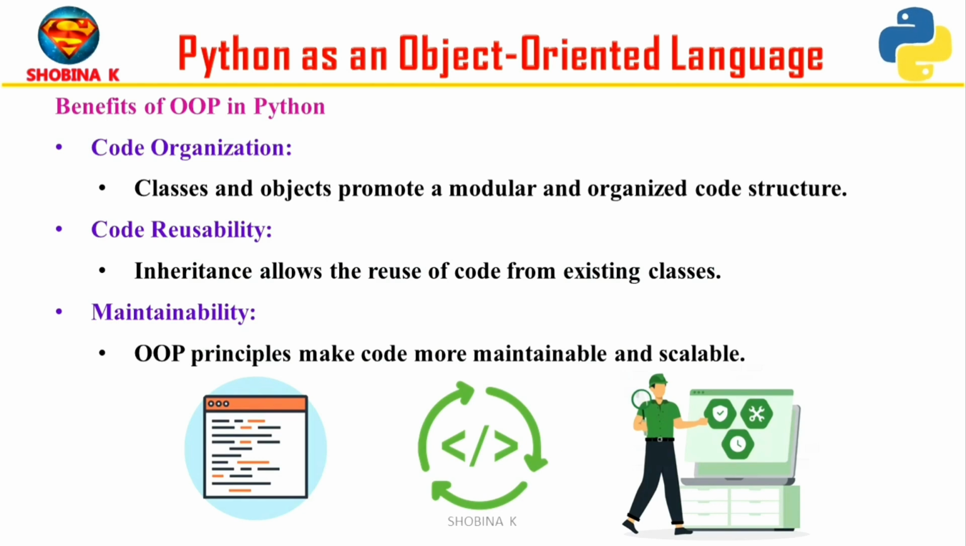Object-oriented programming in Python provides several benefits, which are code organization, code reusability, and maintainability. First, code organization. Classes and objects promote a modular and organized code structure. Code reusability. Inheritance allows the reuse of code from existing classes. Maintainability. OOP principles make code more maintainable and scalable. And so far we have seen Python's OOP concepts.